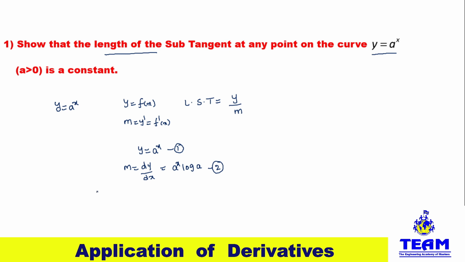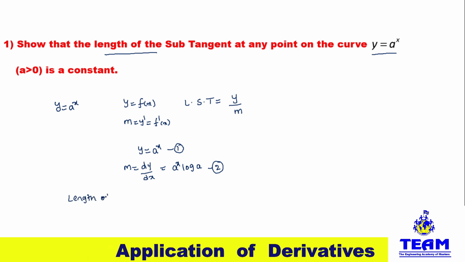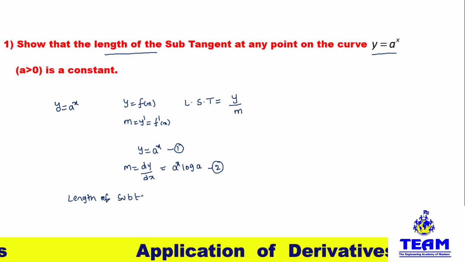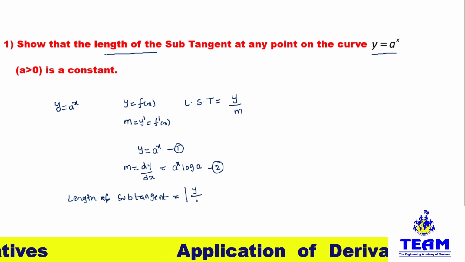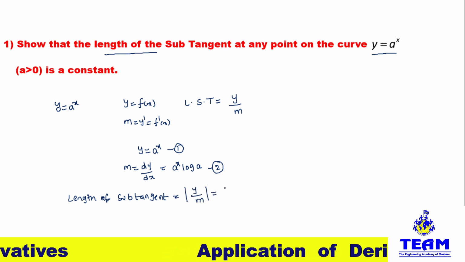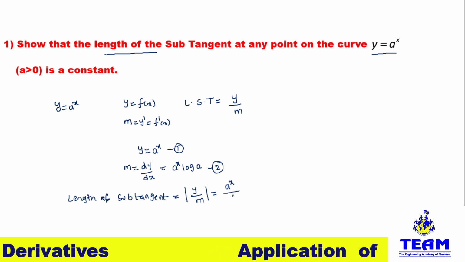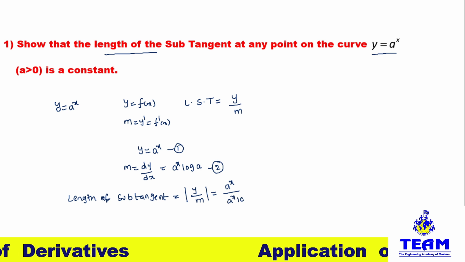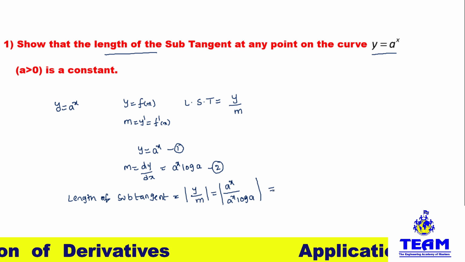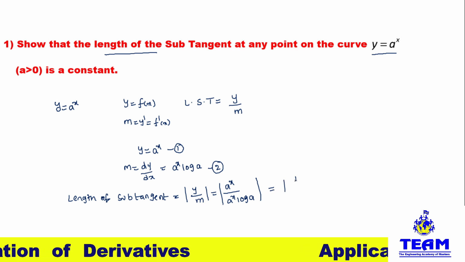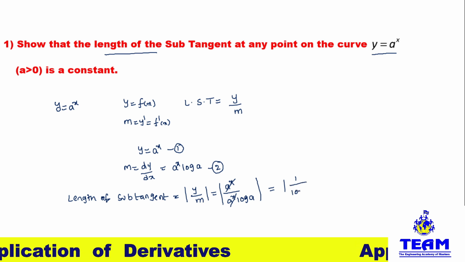Now substitute in the length of subtangent. Now I am writing length of subtangent is equal to mod y by m, which is equal to, what is y we have? Y is equal to a to the power of x from equation 1 and m is equal to, what I have? A to the power of x into log a. Friends, you observe here the numerator is containing a power x and the denominator is also containing a power x. Then the numerator and denominator a power x get cancelled. Then 1 divided by log a.